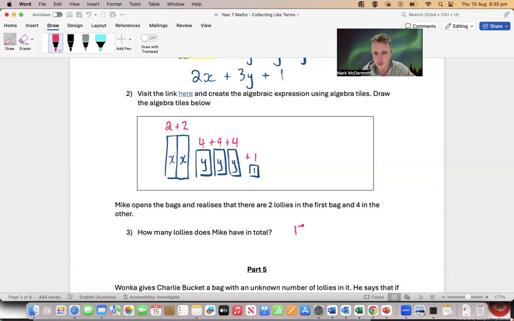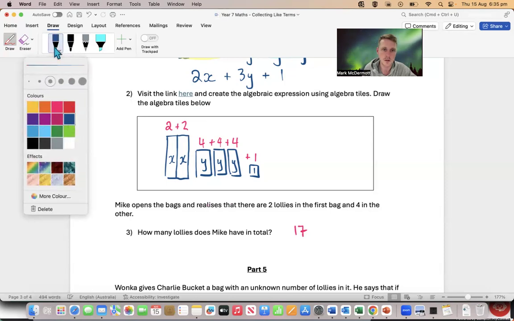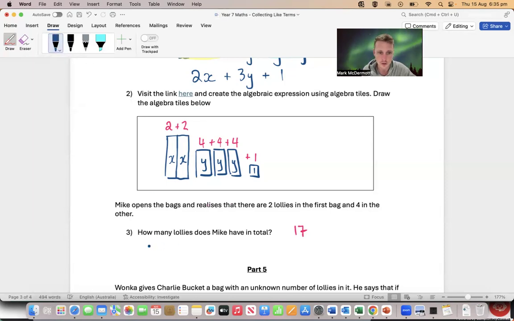So what's that in total? 17. Okay, but isn't it better if we can just use multiplication? So we know the expression is 2x plus 3y. So it's 2 multiplied by x, which is 2, plus 3 multiplied by y, which is 4, plus 1. Okay, now we just need to use BODMAS. 2 times 2 is 4, plus 3 times 4 is 12. So we do this, and we do this, and then we add 1. So 4 plus 12 is 16, plus 1 is 17.